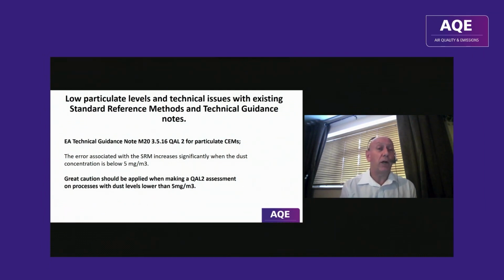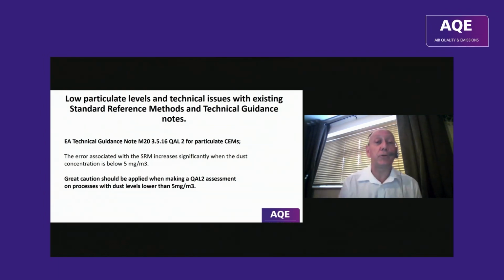Furthermore, EA Technical Guidance Note M20 in section 3.5.16, QAL2 for particulate CEMs, does recognise that error associated with the SRM, standard reference method, increases significantly when the dust concentration is below 5 milligrams. Great caution should be applied when making a QAL2 assessment on processes with dust levels lower than 5 milligrams.